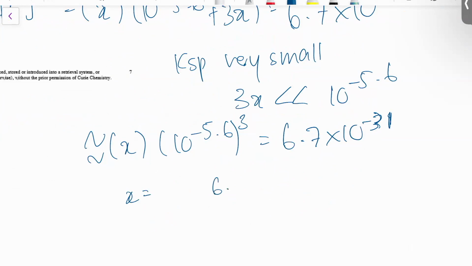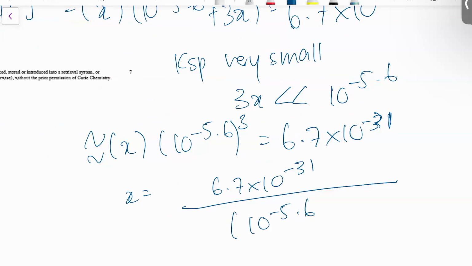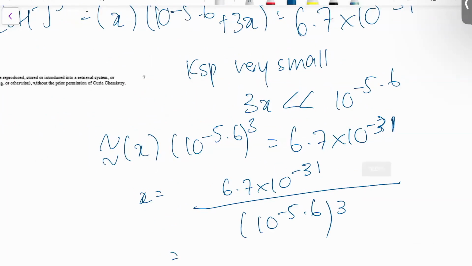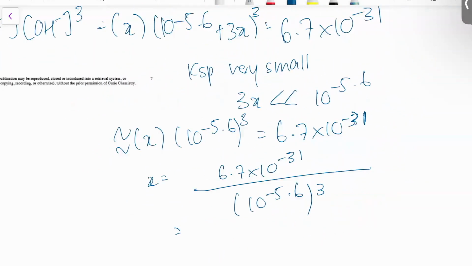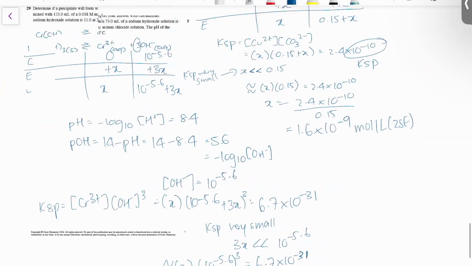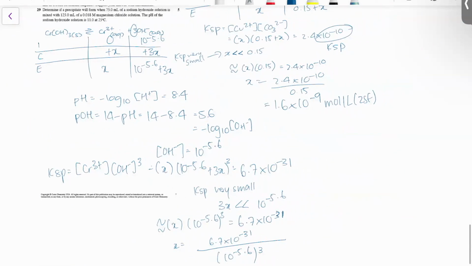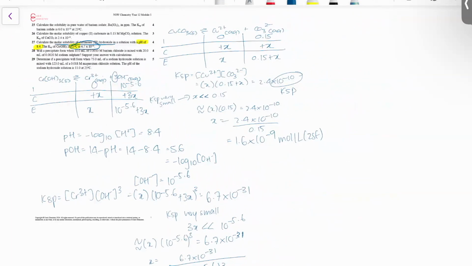Rearranging this: 6.7 times 10 to the minus 31 divided by 10 to the minus 5.6 with a power of 3. Guys, please pop this into your calculator carefully. What do you get? 4.2 times 10 to the minus 13. Give me a thumbs up if you got the same answer. Minus 5 by 3 is about a 15. So you should be that. Oh, sorry, 14. What am I doing? And that's 2 sig figs. This is x, so you get units of moles per liter. Okay. Can I get a thumbs up, guys?